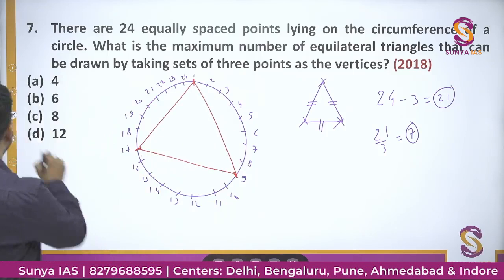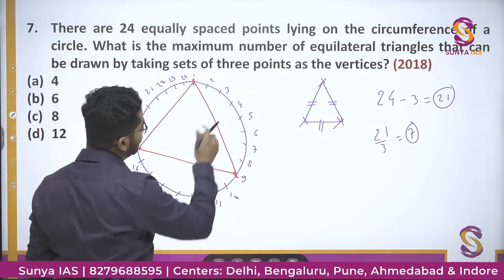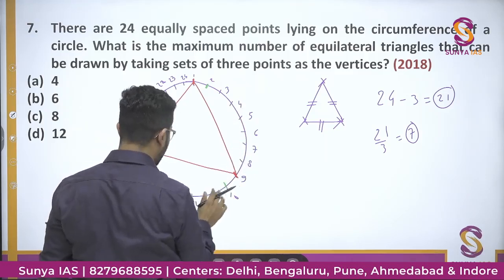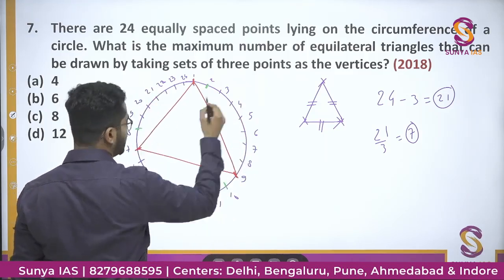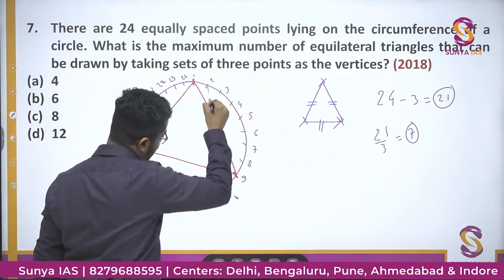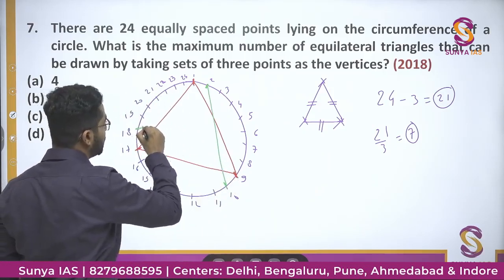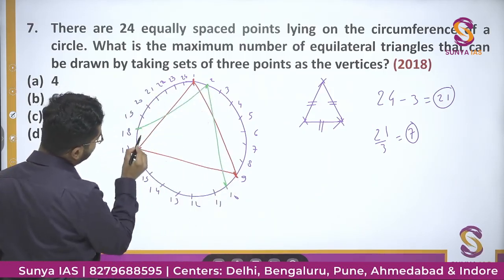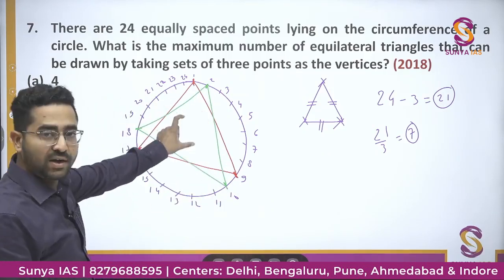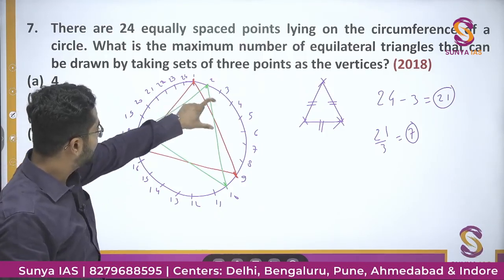ठीक है, अब अच्छा अगर मैं अगला equilateral triangle draw करूँ with keeping 2 as vertex, then 7 points, 1, 2, 3, 4, 5, 6, 7, this will be the next point and here it would be this point. So the next equilateral triangle will be, if I draw like this, this is another equilateral triangle. ठीक है, this is another.